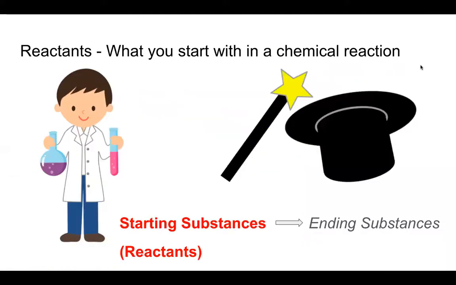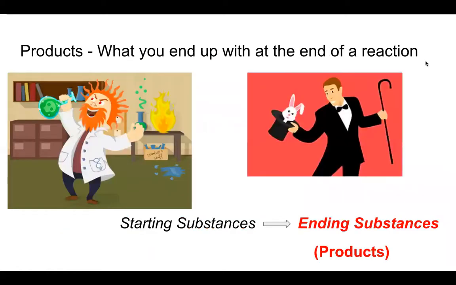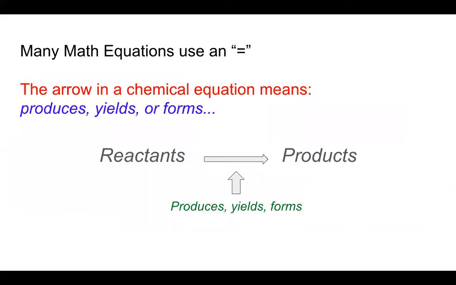And so when we start a chemical reaction, we have, of course, our beginning materials or starting substances. Those are called the reactants. When the reaction runs, we end up with something new. Those are going to be called the products. And the arrow between the reactants and products is meant to mean that it produces or yields or forms in a chemical reaction. Not quite like an equal sign like you might use in a math equation.